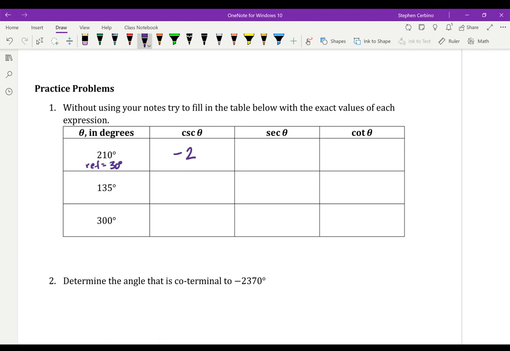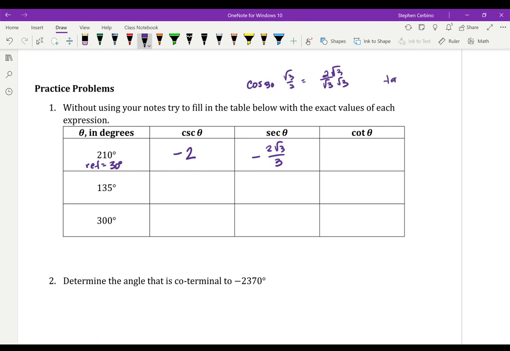Secant's the reciprocal of cosine. The cosine of 30 is square root of 3 over 2. So if we take the reciprocal of that, we're going to get 2 over square root of 3. So we'll multiply top and bottom by square root of 3. So we're going to get 2 square roots of 3 over 3, again, knowing we are in quadrant 3. So that is going to be negative.